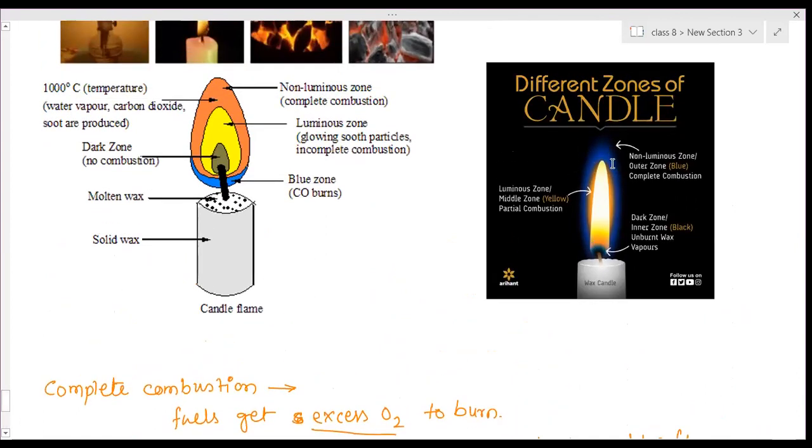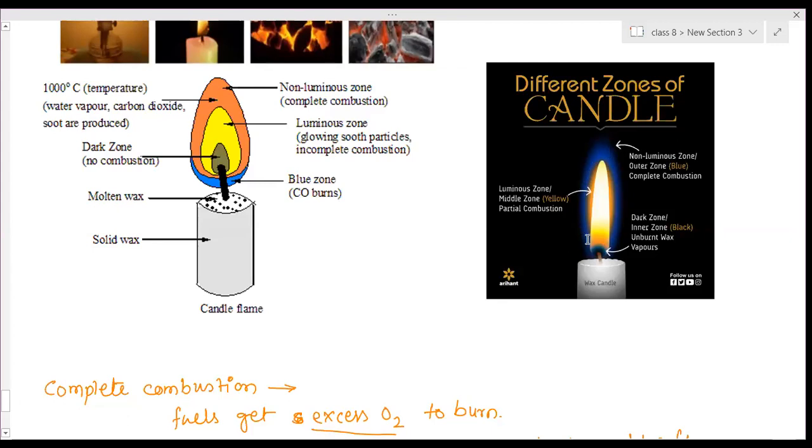You can see a blue flame outside. The outer coating is blue. That layer is called the outermost layer or non-luminous zone. Luminous means light producing. This blue part has more heat energy, but it does not produce light. Therefore it is called the non-luminous zone. Non-luminous means it is not producing light.